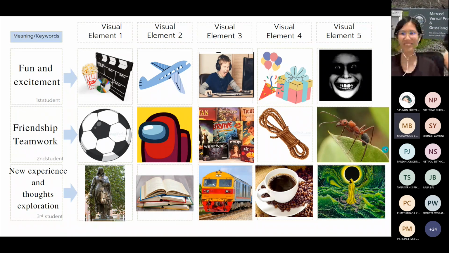So for me, the visual elements are the philosopher, books, train, coffee, and the King in Yellow, which is a fictional character by Robert W. Chambers, which is one of my favorite genres of novel.